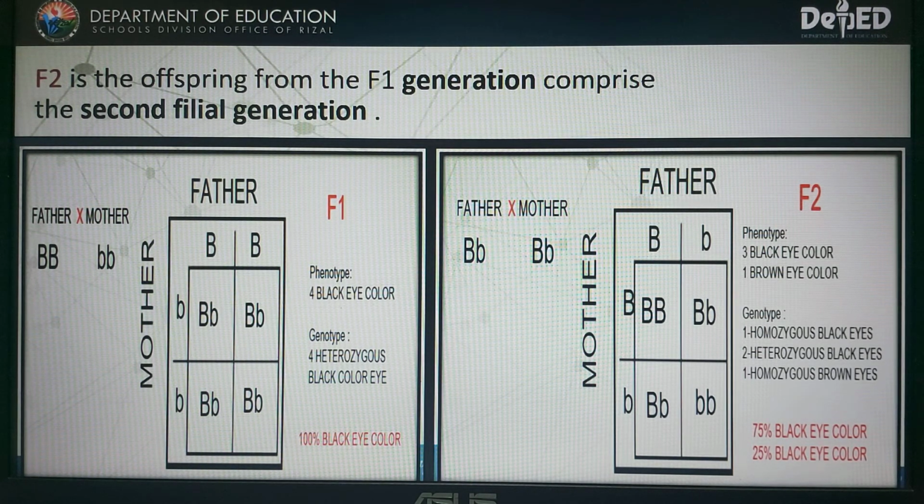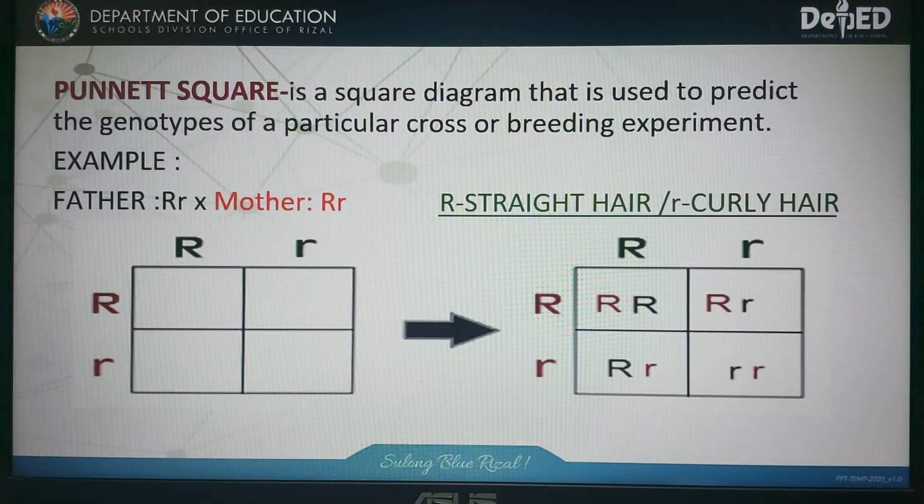Ang first filial generation, yan yung anak ng magulang. Tapos yung second filial generation, anak ng mga anak. Kumbaga, apo, third generation. Next, let's proceed to the next one, Punnett square. When we say Punnett square, it is a square diagram that is used to predict the genotype of a particular cross or breeding experiment. For example, your father is capital R small r, your mother is capital R small r.